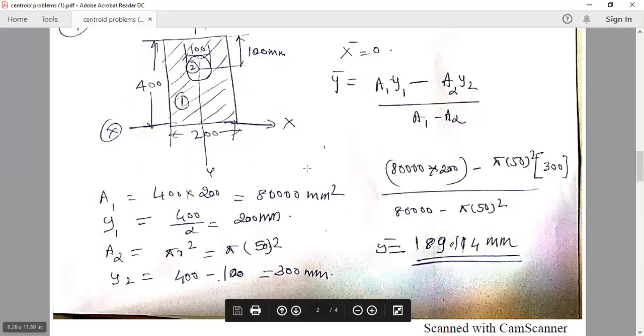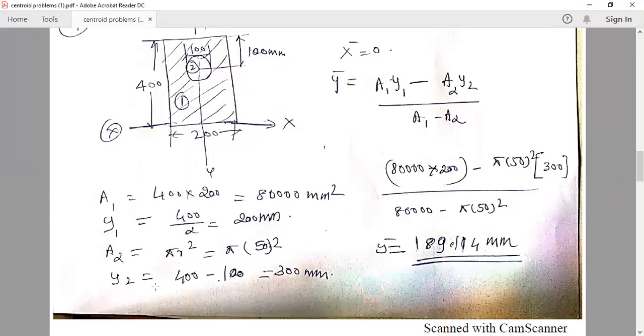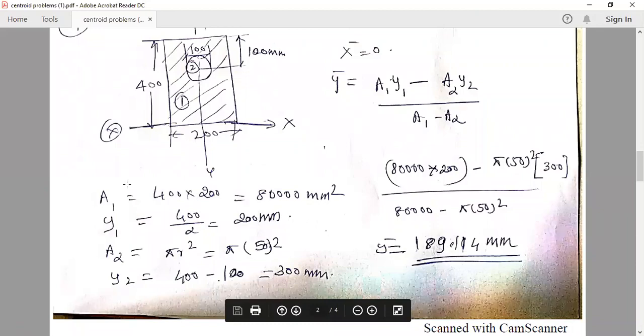Like this. So this is without writing in a table form. Directly by applying the formula, we can get the centroid of the given figure. Now in the next problem I will explain how you can enter all this data in the table form.